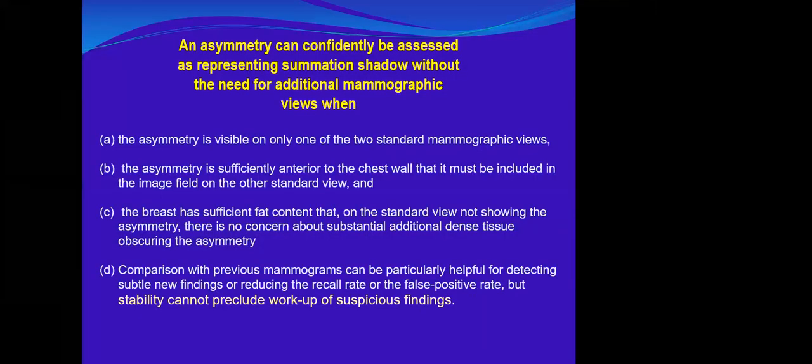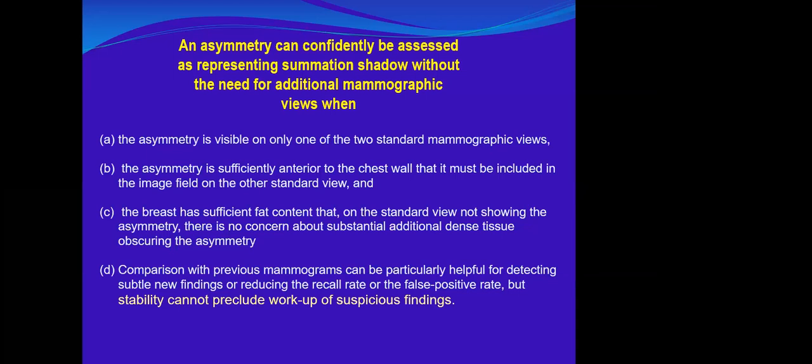An asymmetry can confidently be assessed as representing a summation shadow without the need for additional mammographic views when the asymmetry is visible on only one of the two standard mammographic views, and the asymmetry is sufficiently anterior to the chest wall that it must be included in the image field on the other standard view, and the breast has sufficient fat content that on the standard view not showing the asymmetry there is no concern about substantial additional density.